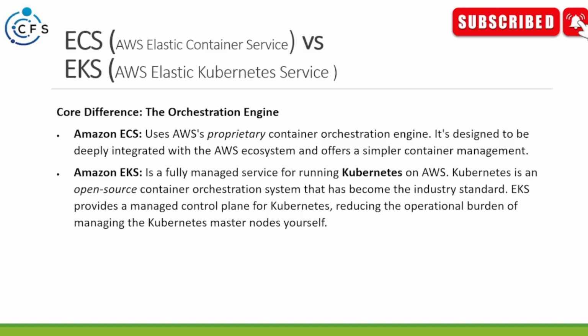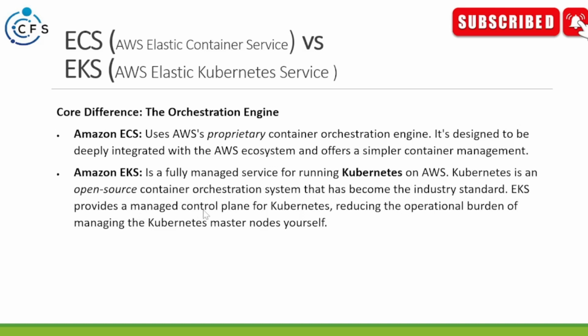I am with the AWS ecosystem cloud, so I can go with ECS. But in terms of Amazon EKS, it is a fully managed service for running Kubernetes on AWS. Kubernetes is an open source container orchestration system that has become the industry standard. As we see, ECS is using the AWS proprietary container orchestration, whereas EKS is an open source container orchestration. That's the main difference.